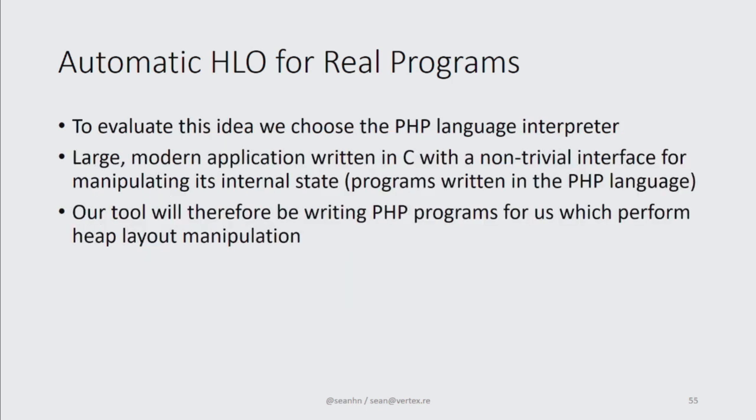So for this, I decided to use PHP as the evaluation system. PHP is pretty large, it's fairly modern, it's written in C, and it has a non-trivial interface for interacting with its heap, in other words, programs written in PHP. What our tool is going to be doing is effectively writing PHP programs that manipulate the target state, in other words, the PHP allocator, and then trigger some vulnerability. When the vulnerability is triggered, its goal is going to be to put the source and destination adjacent to each other such that the destination is corrupted.